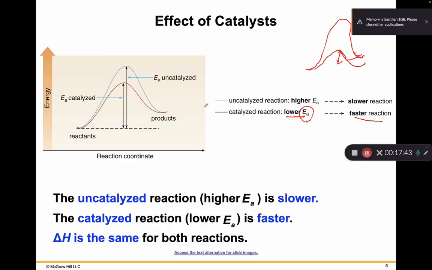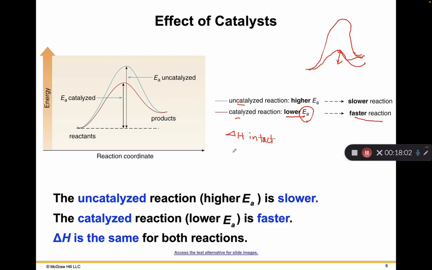And during this reaction, either using the catalyst or not using the catalyst, the value of enthalpy change will remain intact. It will not be different. Why? Because delta H is the enthalpy of product minus enthalpy of reactant. Either route, whether you use the catalyst or you don't, you start from the same energy level of reactant and you end up with the same energy level of the product.